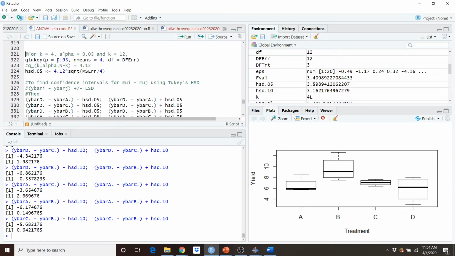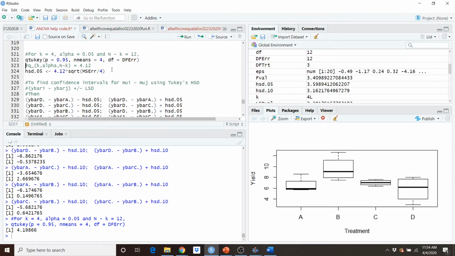Well, now, again, we need p equals 0.95 in our Tukey quantile so that we can find the value that gives us an upper tail of 0.05. We still have 4 means. We still have n minus k equal to 12. And now how does our Tukey value change? Well, now we get a Tukey value of 4.19866.